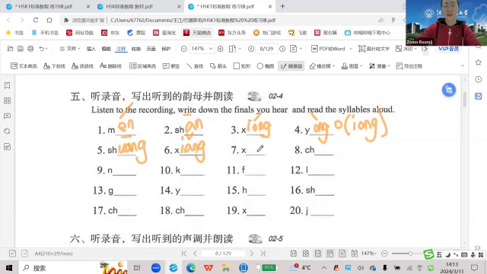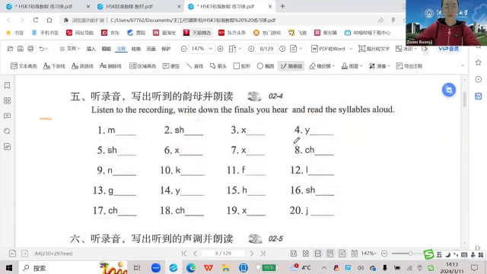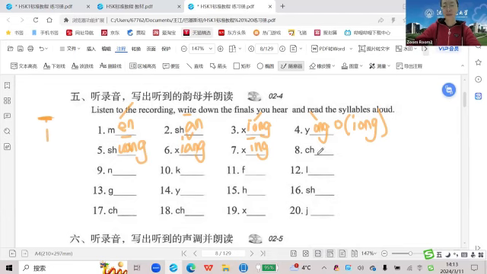Yes, the final is Ying, and the tone is the first tone. Xing. We should pay attention that when we mark the tone above the alphabet I, I've taught you the dot should be removed. We just mark the tone above the alphabet I. There should be no dot. Okay, 星.